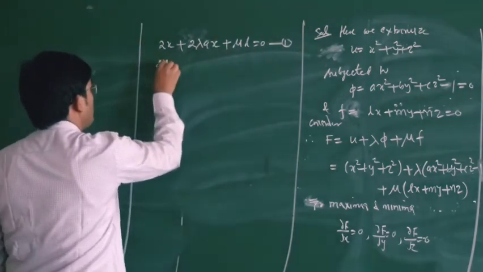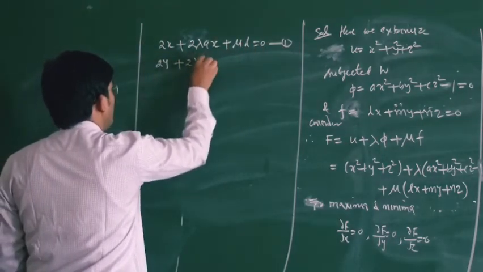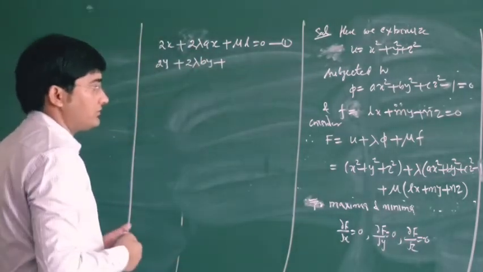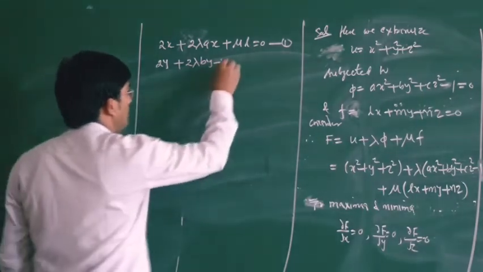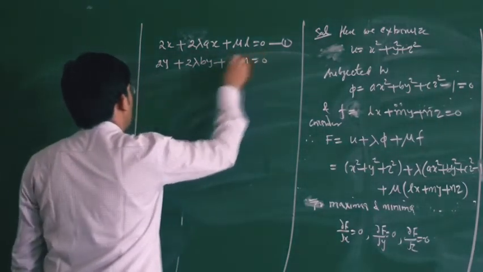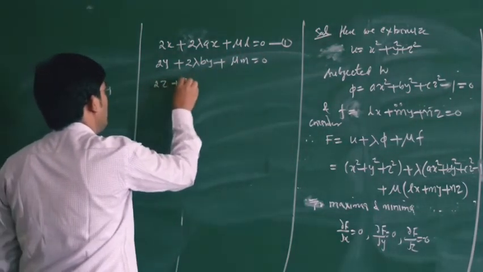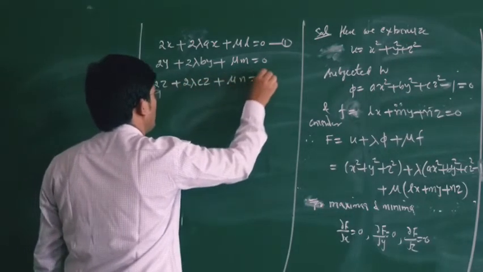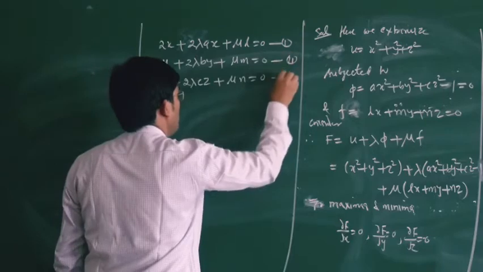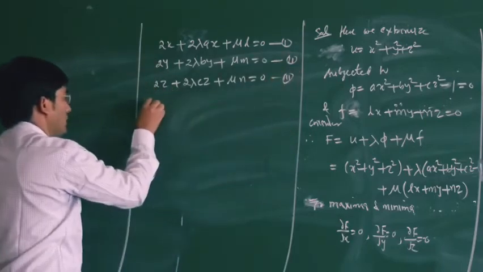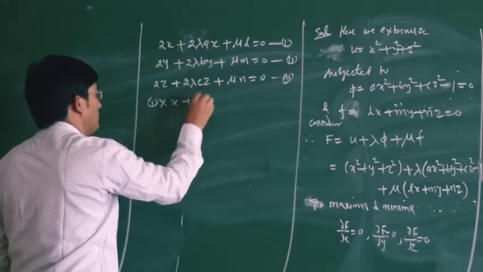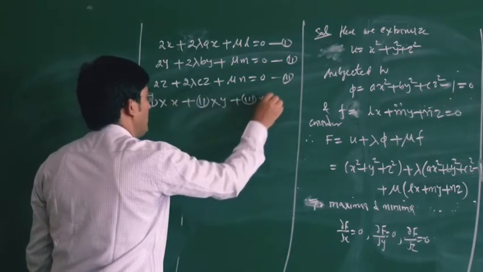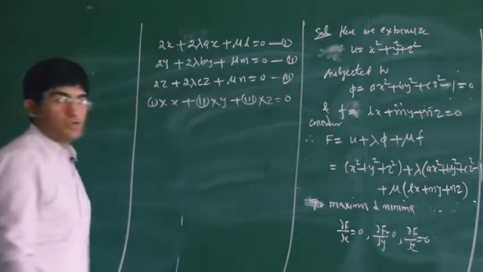Then we will have 2y plus 2 lambda by plus m mu into m equal to 0. Then we will have 2dz plus 2 lambda cz plus mu n equal to 0. So this is equation number 2, and this one as 3. Again multiplying equation number 1 by x, 2 by y, 3rd by z, and adding these 3 equations.